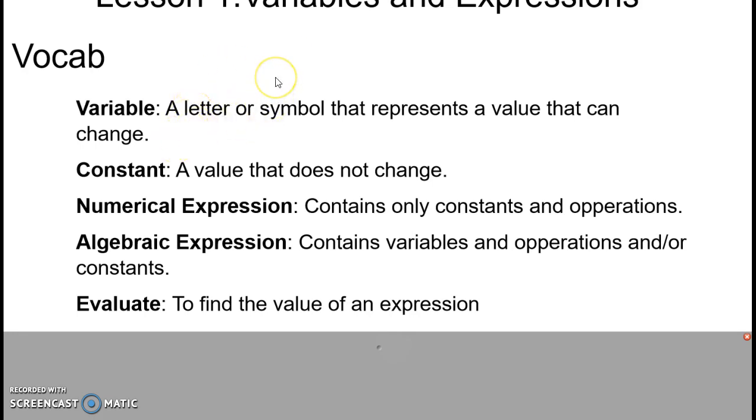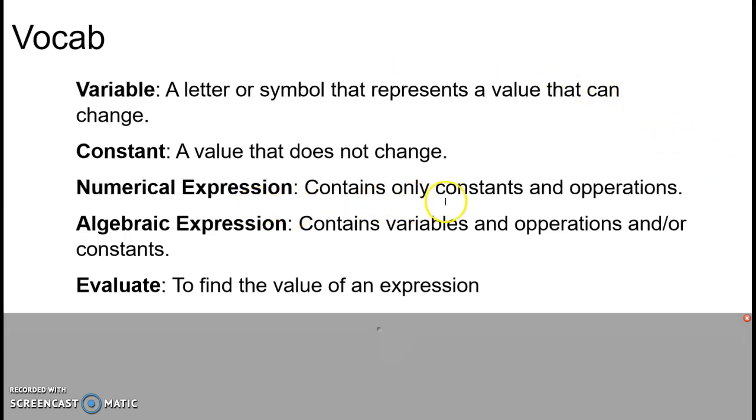A constant is a number that doesn't change. So all of the normal numbers, integers, decimals, fractions, those are all constants. But you can also have symbols that are constants. Pi is a constant. Okay, it always stays the same. It's always 3.1415 and on and on and on. Doesn't change, so it's not a variable, even though it is a symbol.